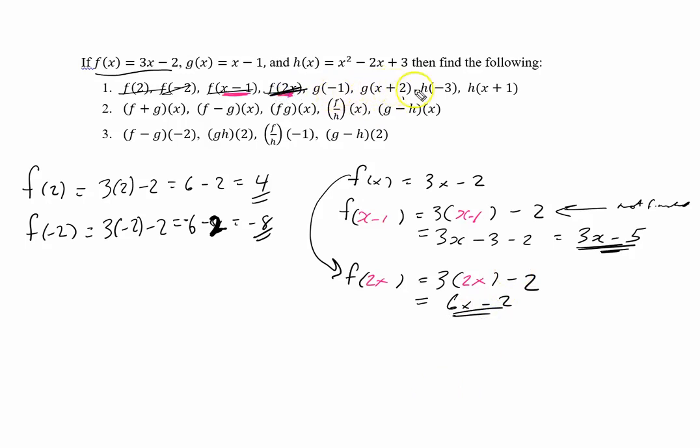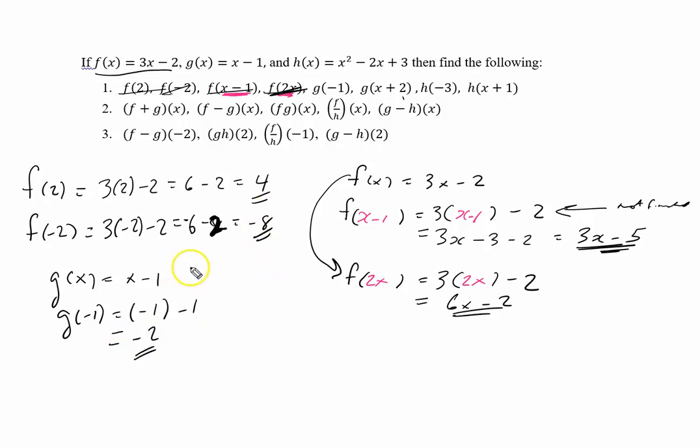Okay, now what about g evaluated at negative 1? I'll write the formula for g here. And so g evaluated at negative 1, if it's just a number you're replacing, everywhere there's an x, rewrite it with negative 1 in parentheses. And negative 1 minus 1 is equal to negative 2.